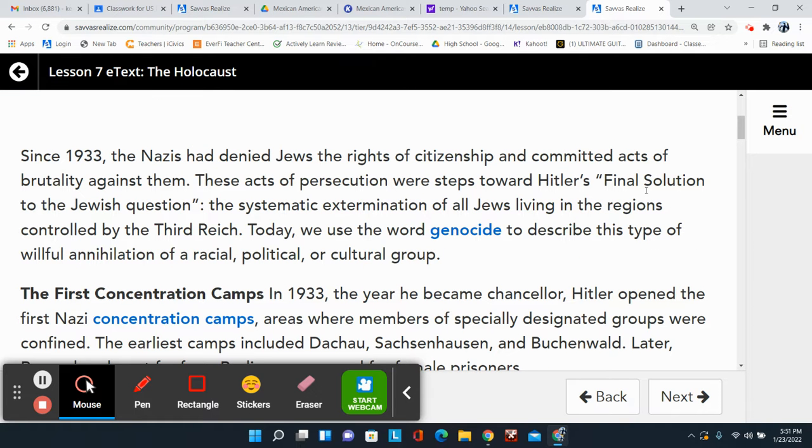Since 1933, the Nazis had denied Jews the right of citizenship and committed acts of brutality against them. These acts of persecution were steps toward Hitler's final solution to the Jewish question: the systematic extermination of all Jews living in the region controlled by the Third Reich. Today we use the word genocide to describe this type of willful annihilation of a racial, political, or cultural group.